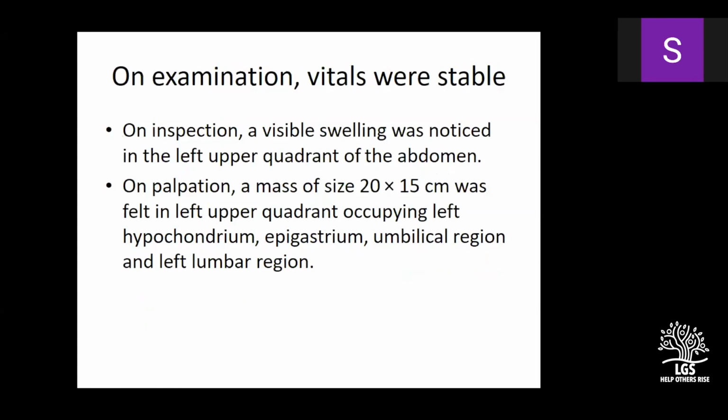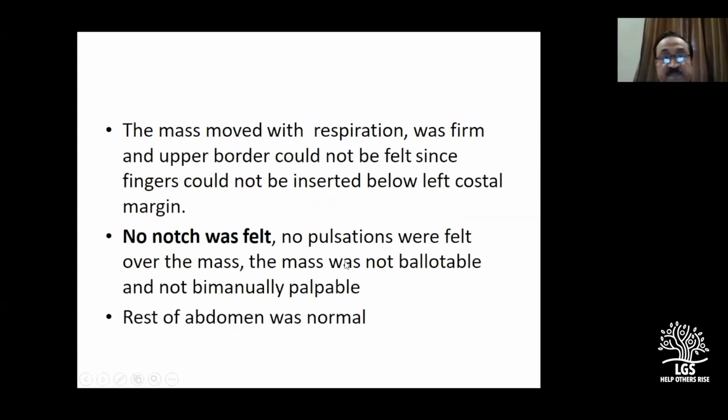On inspection, a visible swelling was noticed in the left upper quadrant of the abdomen. On palpation, a mass of size 20 by 15 centimeters was felt in the left upper quadrant, occupying the left hypochondrium, epigastrium, umbilical region, and left lumbar region. So this was the finding in the case. It was not bimanually palpable. This is the mass. Look at this.